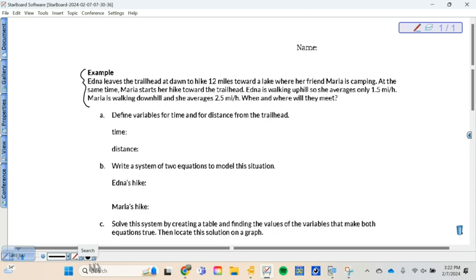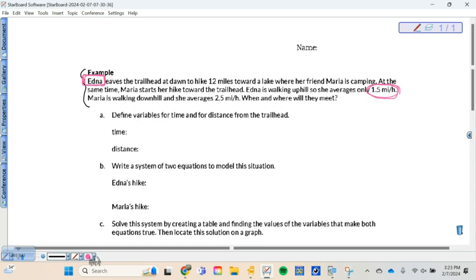Excellent. Okay, so who are my two people I'm looking at? Edna and Maria. What color should Edna be? Pink. Okay, I've got Edna. And how fast is Edna walking? Yeah, 1.5 miles an hour.